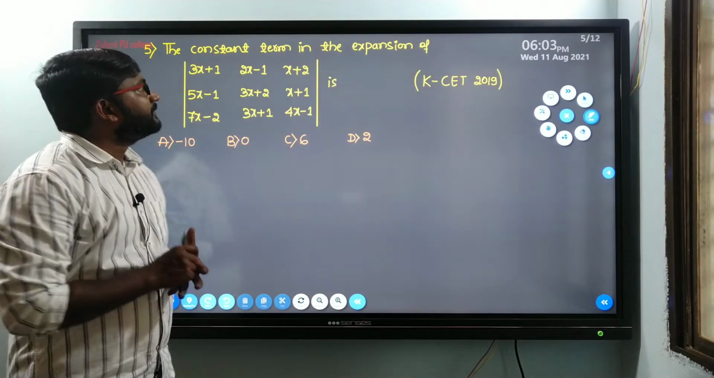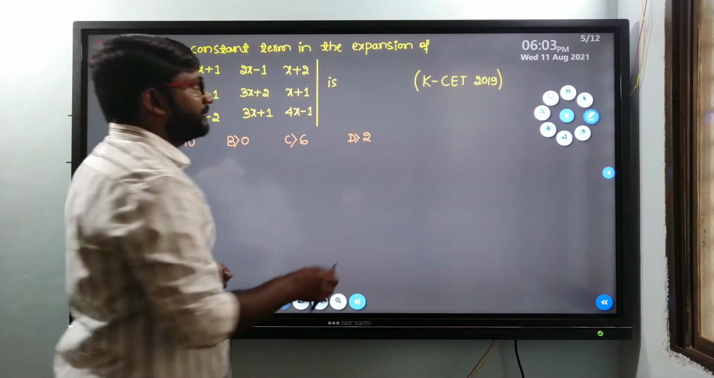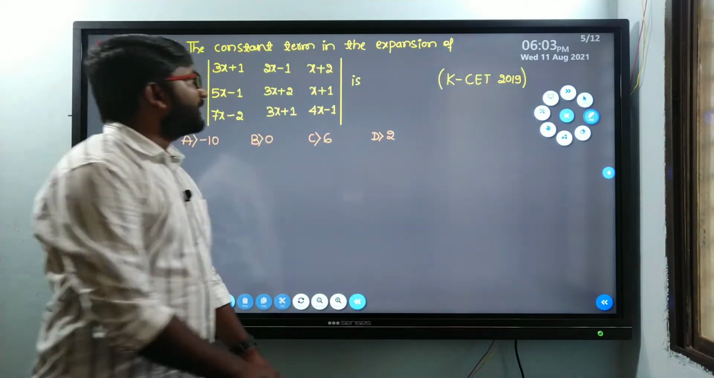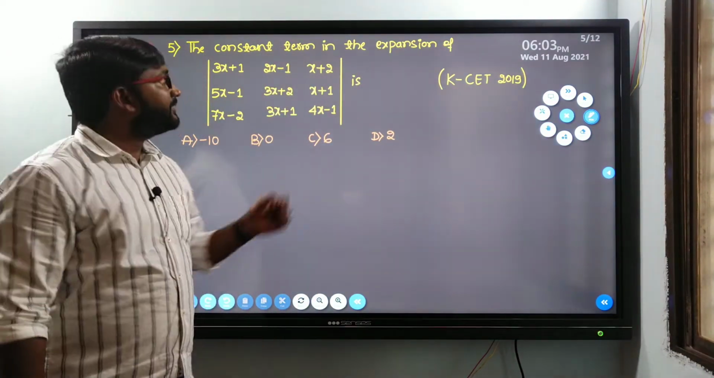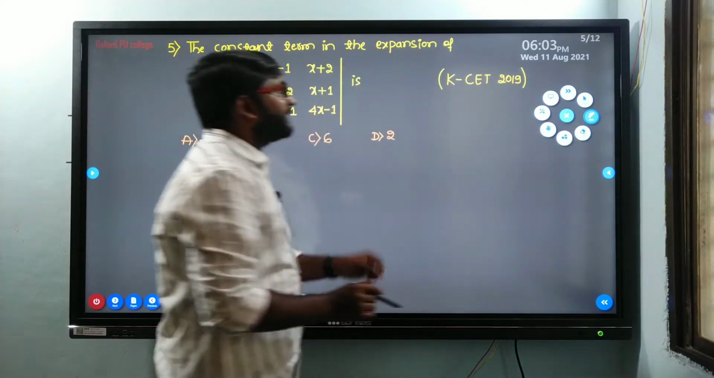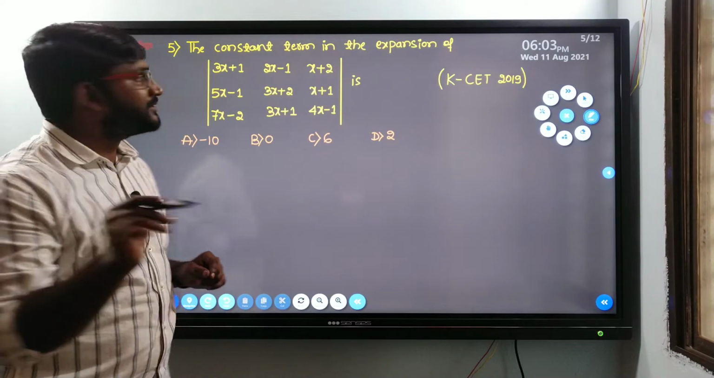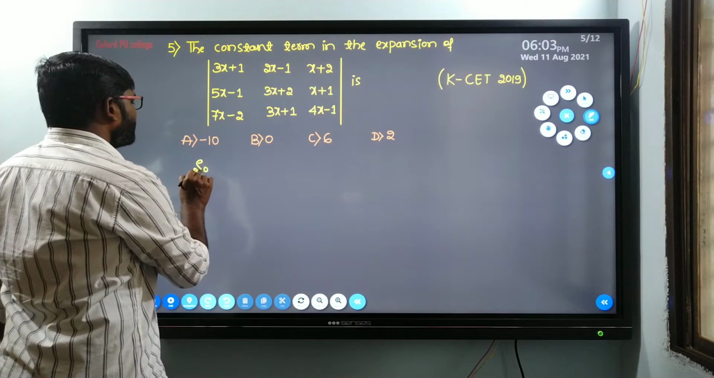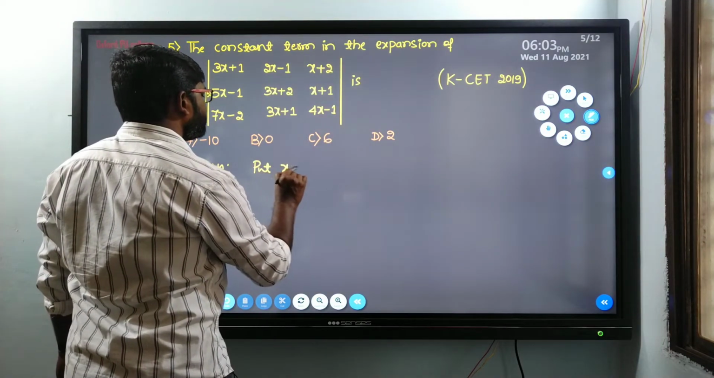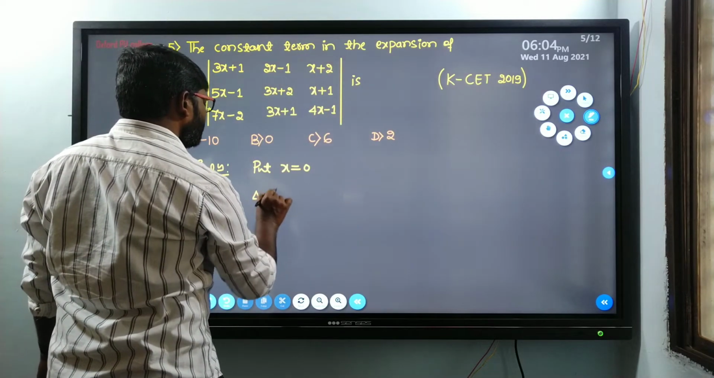Well, the constant term in the expansion of, they have given the determinant and we will have to find its constant term. This was asked in KCET 2019. So in order to find the constant term, we will have to take x as 0. Because after expansion of this determinant, we don't want any x term, we want only the constant term. That is, I'll be taking x as 0. So put x equal to 0 and rewrite this determinant now. Determinant is equal to what we have.